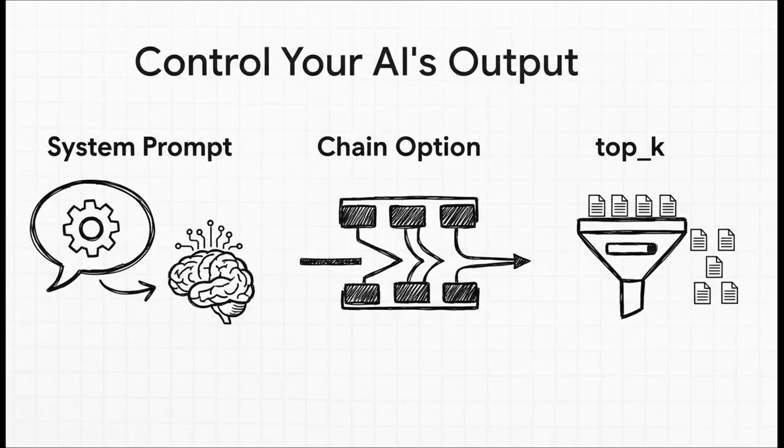You also have a bunch of other levers you can pull to control your AI's output. A system prompt lets you give the AI a personality or specific rules, like, you are a helpful assistant who only responds in English. You can also change the chain option. For instance, a method called MapReduce is awesome for huge documents because it processes all the chunks at the same time. And you can adjust top K, which tells the system exactly how many of the most relevant text chunks it should look at before it forms an answer.